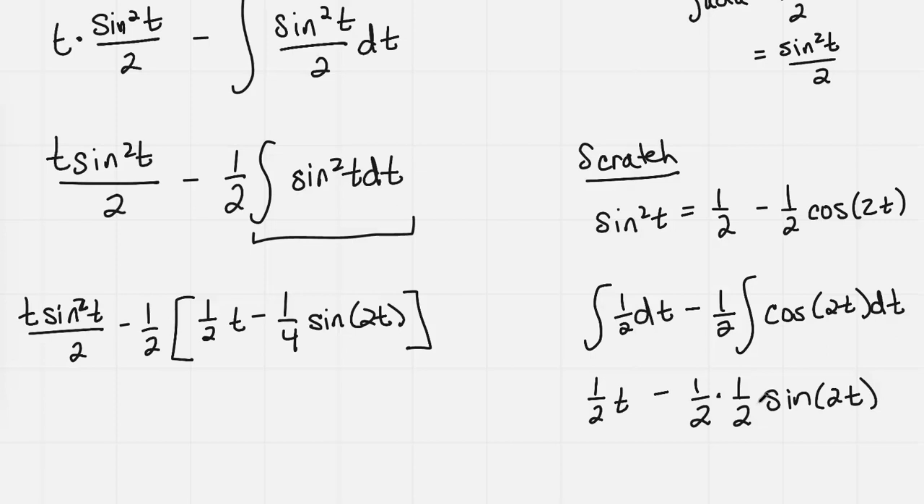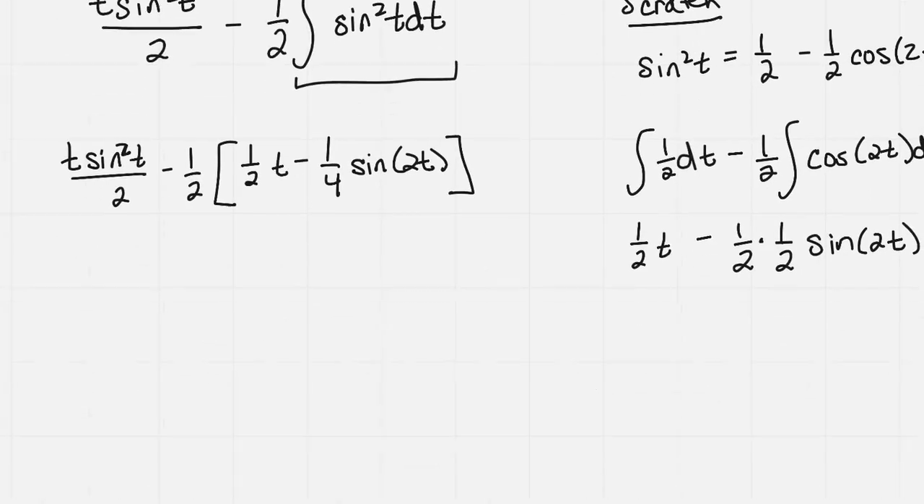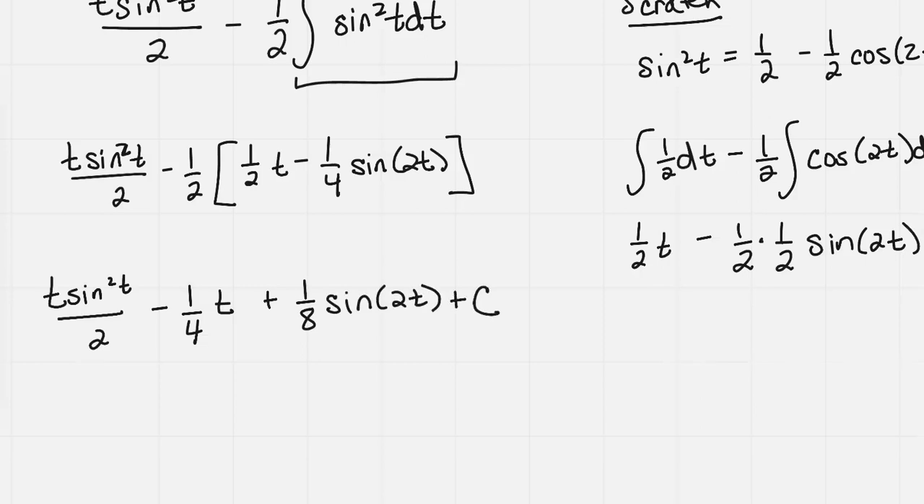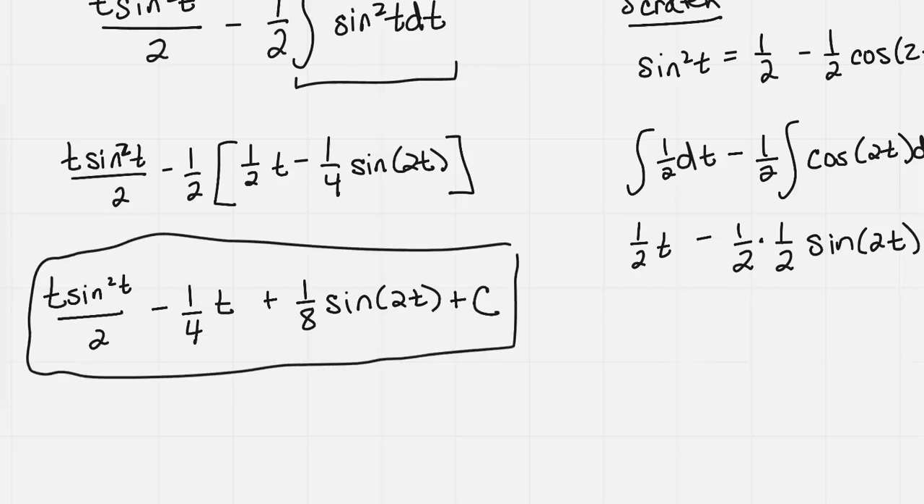And then I'll deal with my plus c in a moment. Just going to do a little distributing here and changing of the signs. So I get t sine squared t all over 2 minus 1/4 t plus 1/8 sine of 2t, and of course that's a plus c. And there's my answer. So this used integration by parts and trig integrals. So two of the strategies were utilized to solve this integral.